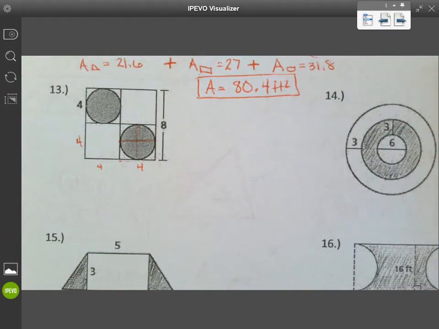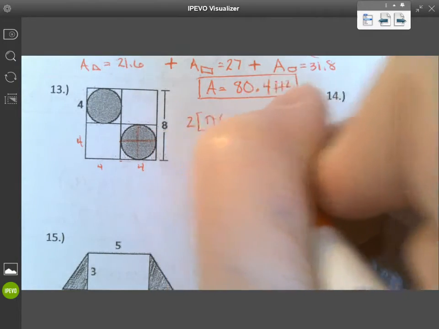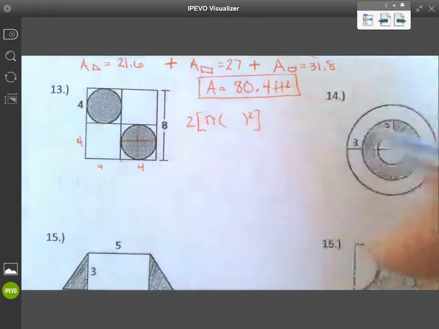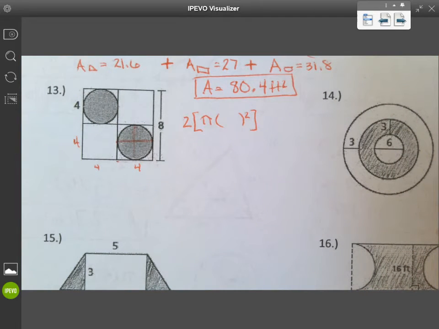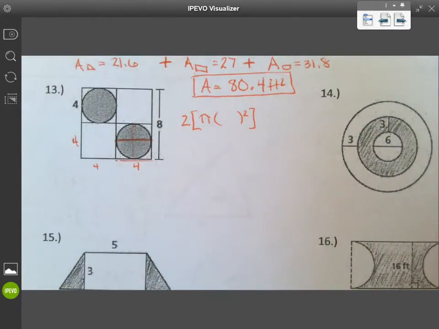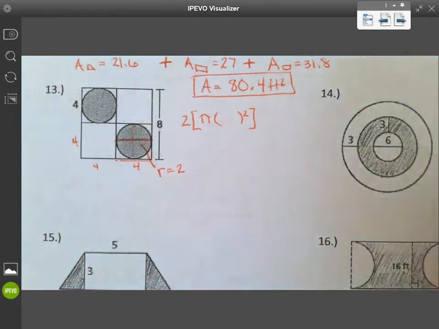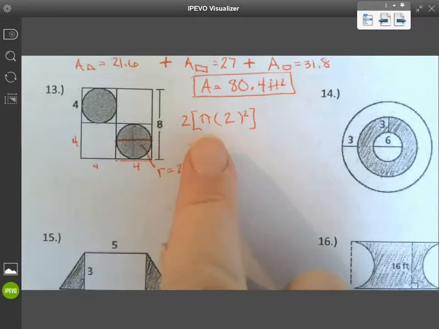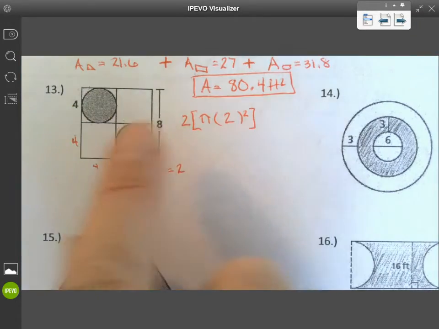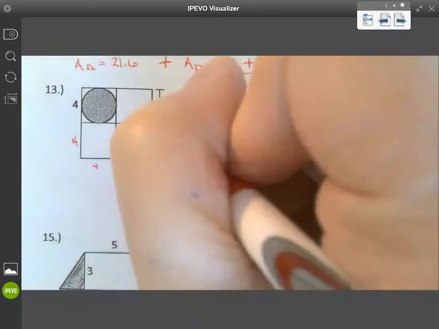Here's the deal, guys. I have two circles. I need to find the area of two circles. So pi times r squared. What is the radius of one of the circles? Well, if this whole thing is 4, isn't the diameter 4? So what's the radius? 2. That's it. That's all I have to do. I have one circle with pi r squared, and I have 2 of those. That's it. This one wasn't bad at all.